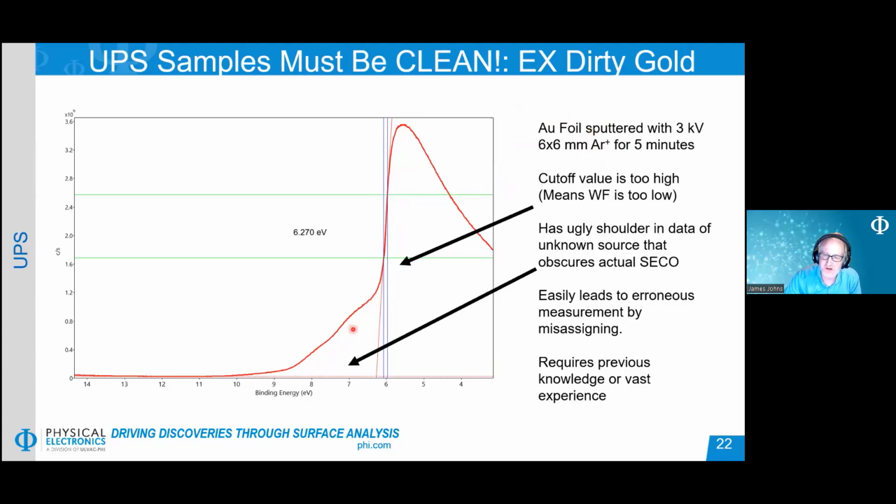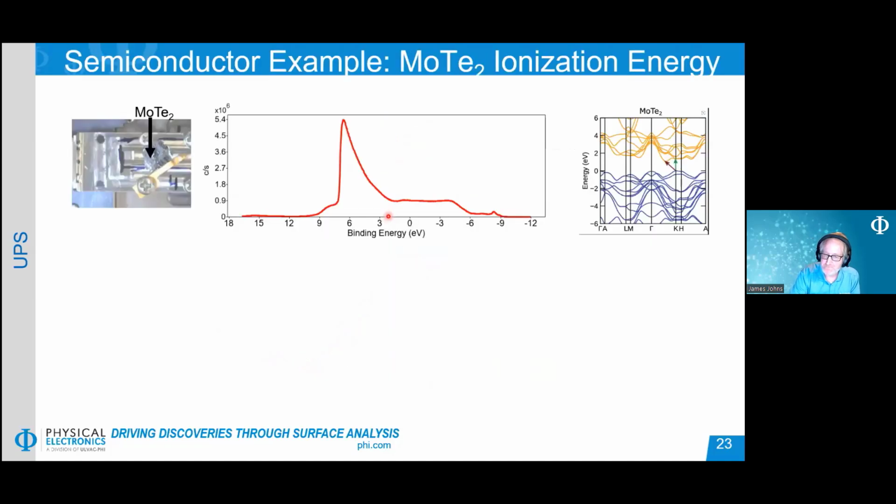You'll see that this results in these shoulders that appear in the cutoff region, and it pushes even this part that looks like it might be the gold cutoff too high, which means you would measure a work function value that is too low. Okay, so it is extremely important when you do UPS experiments that your surface is clean and as free of contamination as possible.